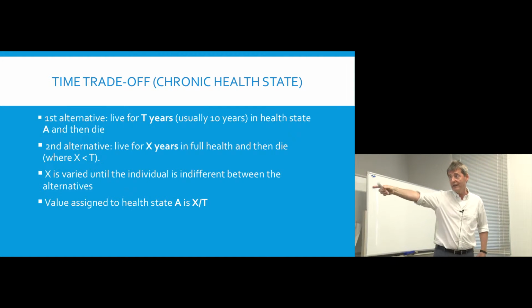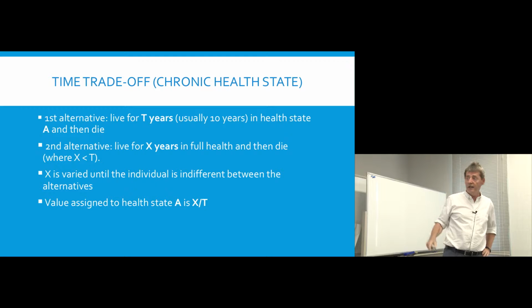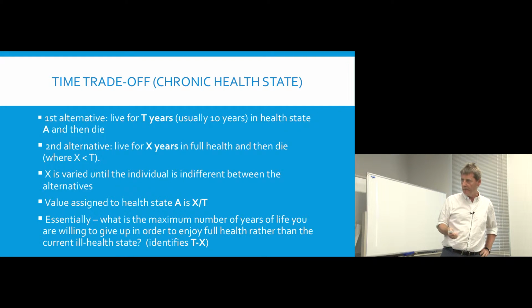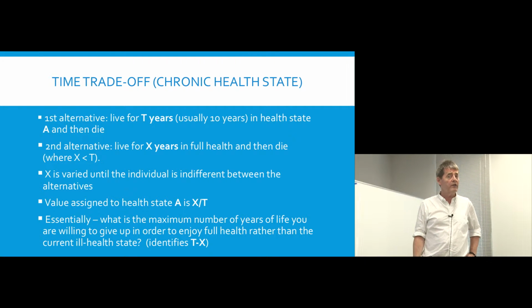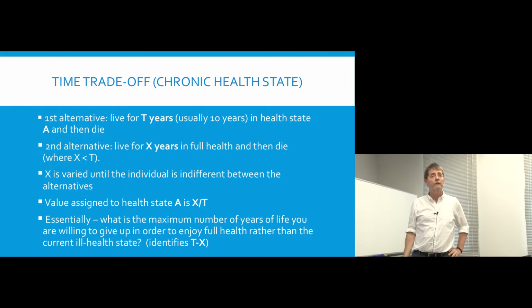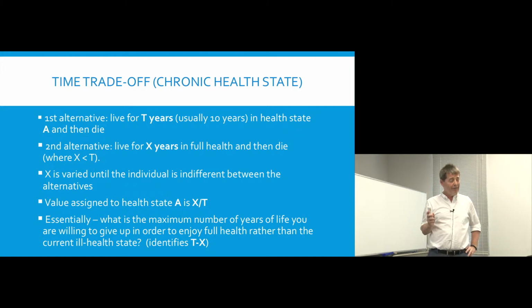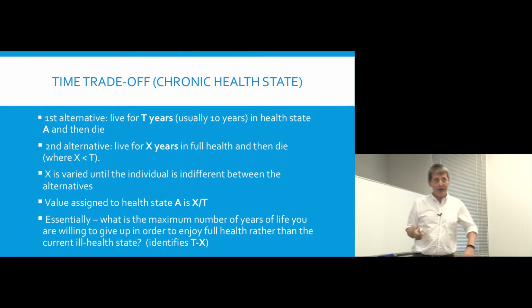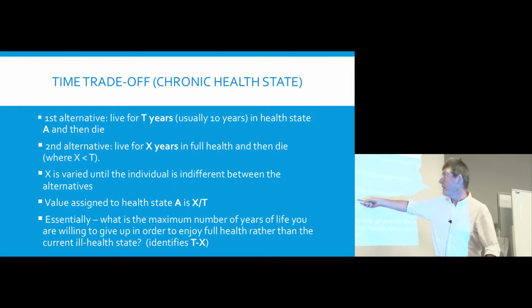And so the score that's then attached to the ill health state is X over T. We'll see why that is in a minute. So essentially, you're asking the individual, what's the maximum number of years of life you would be willing to give up in order to enjoy full health, rather than your current ill health? Because that question identifies the T minus X, then you can get the X.